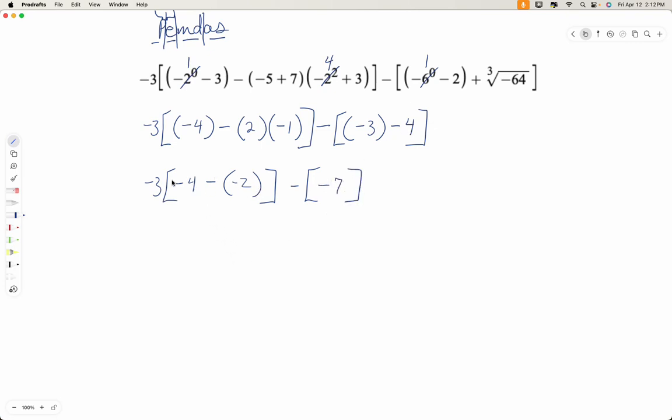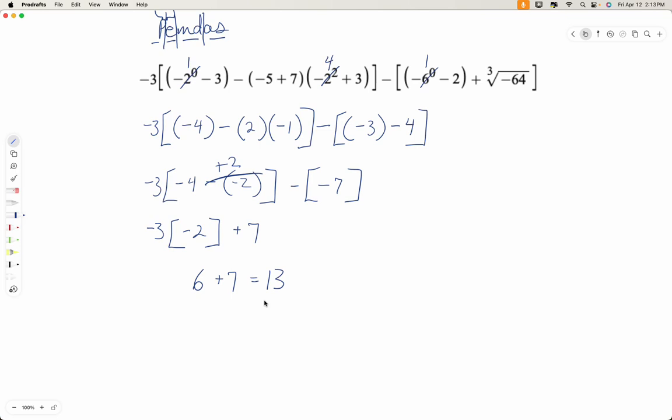All right, now I've got an operation within these brackets. So a negative and a negative becomes a +2. So I have -3, -4 plus 2 is a -2, and a negative times a negative is a +7. So -3 times -2 is a +6, plus 7 is equal to 13. That's your final answer.